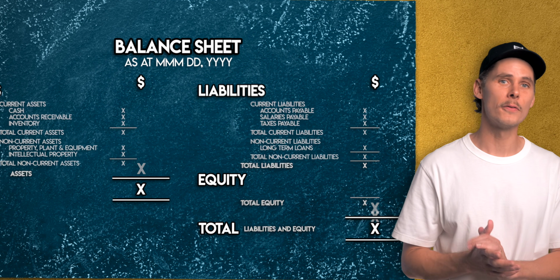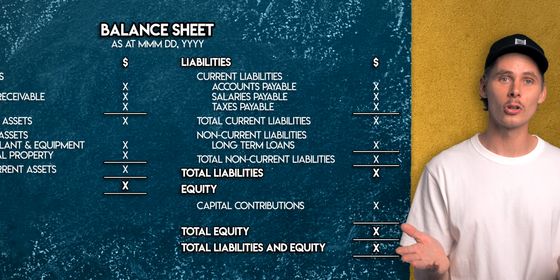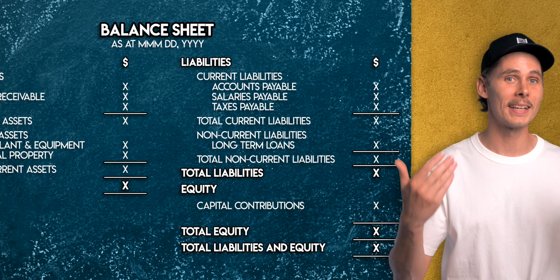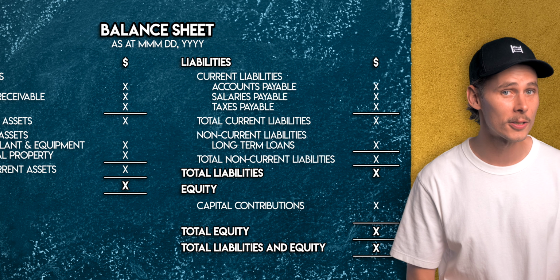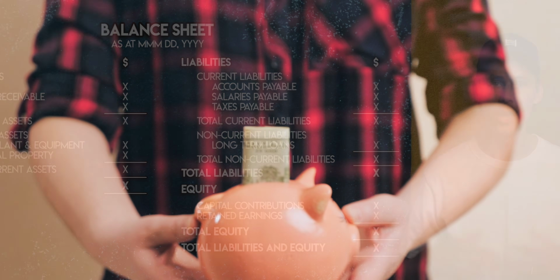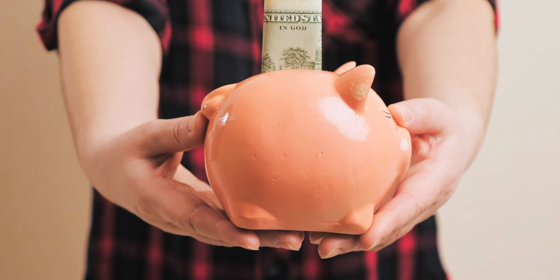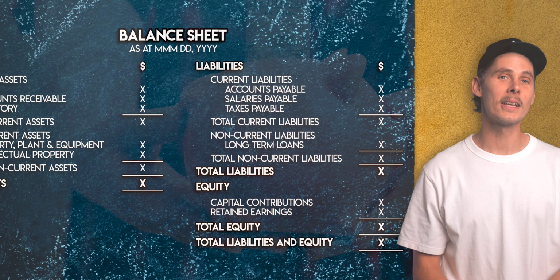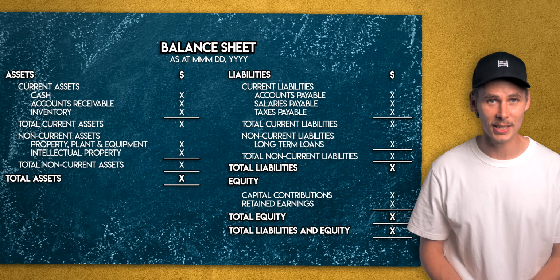It's mainly made up of 2 things. Capital contributions, which is the money invested into the business by its owners, and retained earnings, accumulated profits that are kept for future use. Together, these make up the owner's stake in the business.